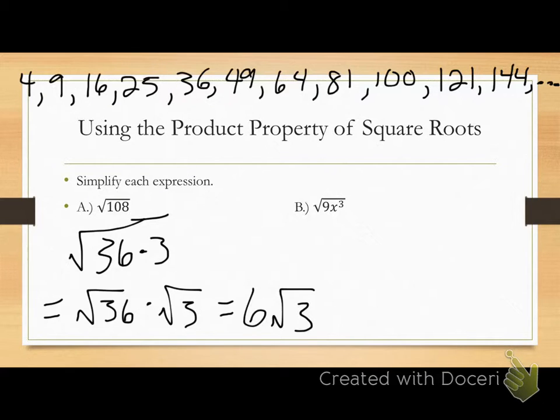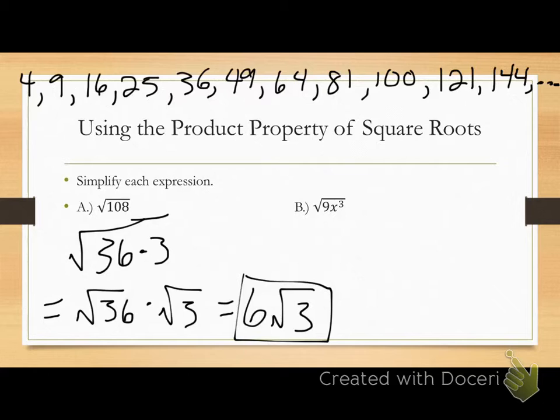Condition 2, I can't have a fraction in the radicand, can I? Do I have a fraction in the radicand here? No. Condition 2, checked off. Condition 3, I can't have a radical in the denominator. Do I have a fraction that has a radical in the denominator? Nope. So is this in simplest form? Yes, it is. Everyone see how we use the product property there?